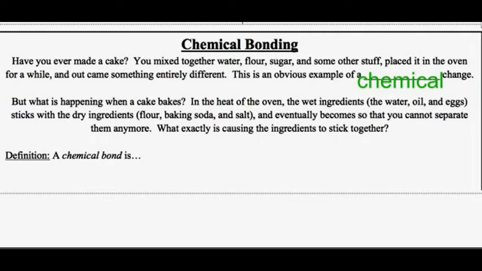You have a color change, all right, because you have the golden brown on the top, or black if you burn it. You also have something completely different when it comes out. The heat of the oven, the wet ingredients stick together with the dry ingredients, and eventually becomes so that you cannot separate them anymore. In other words, it changes bonds of existing compounds or makes new bonds with different elements.